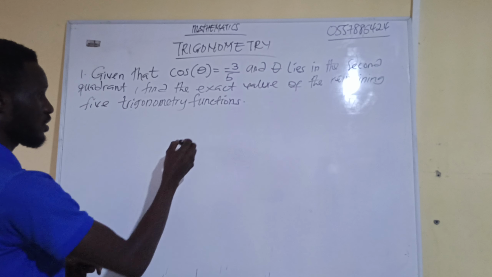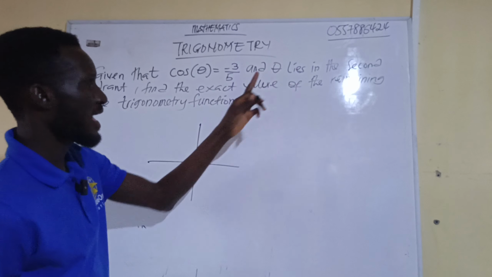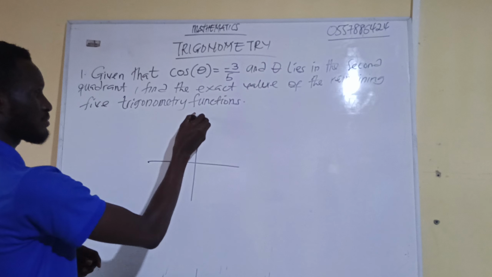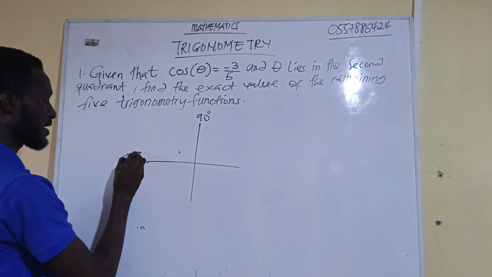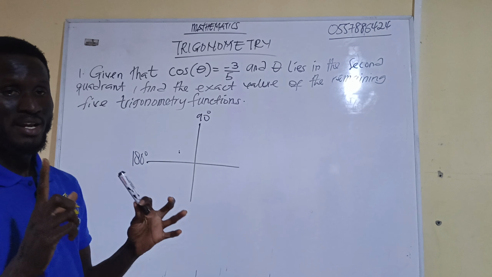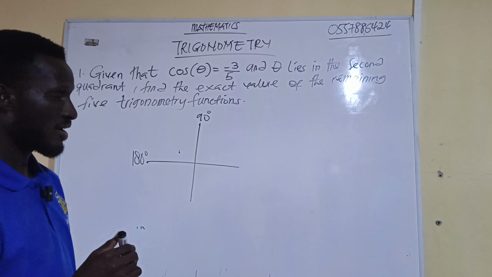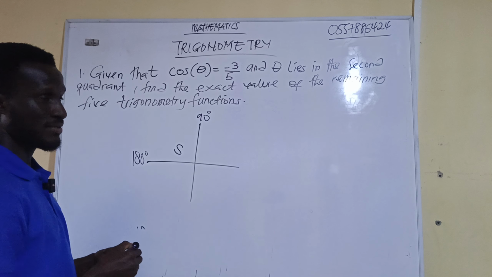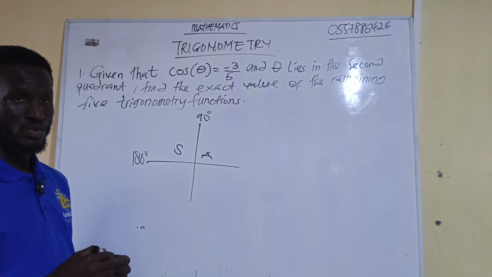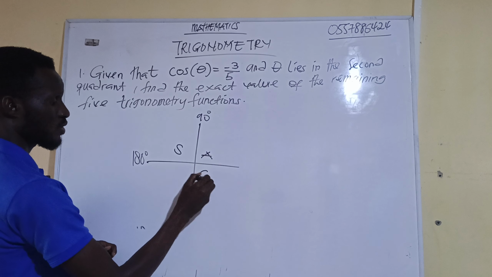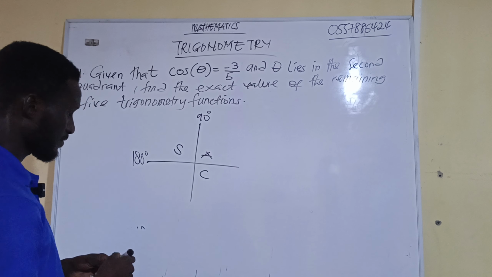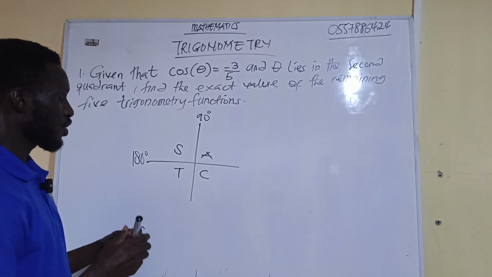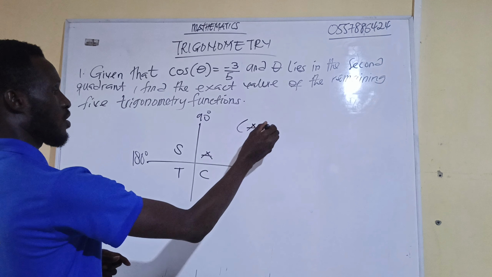Now, let's look at something. Don't forget that whenever the angle theta is in the second quadrant, the angle lies between 90 and 180 degrees. In the previous video, we talked about the fact that in the second quadrant, only sine is positive. In the first quadrant, all three ratios are positive. In the fourth quadrant, only cosine is positive. And in the third quadrant, only tan is positive. So we have something called CAST.